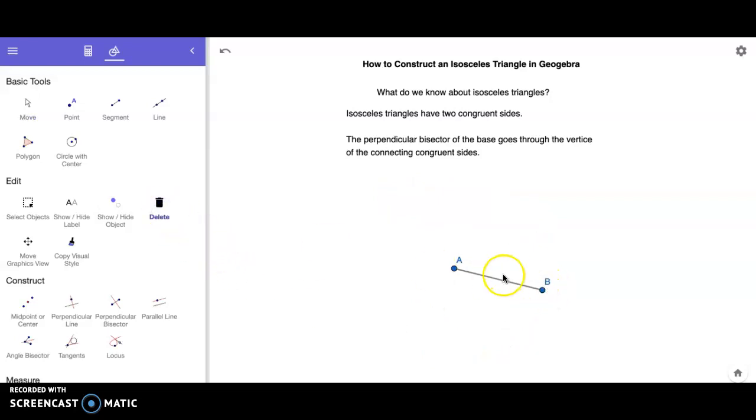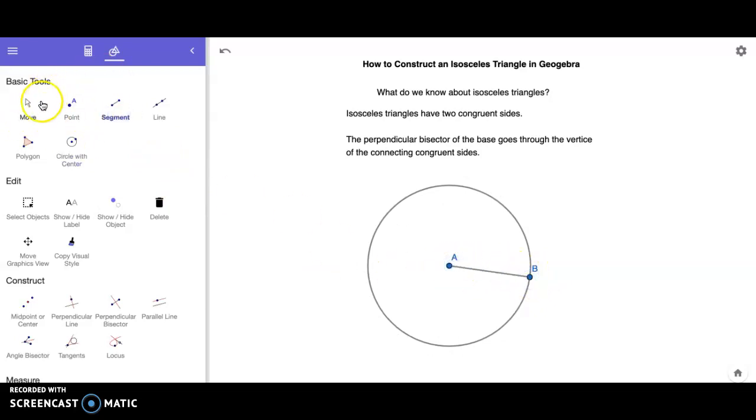So now the other way that we can do this is using the perpendicular bisector. We're going to create another circle. So you'll click on your circle tool again and create a circle like so. And here we are going to make another line segment, but instead of this being one of our congruent sides, we're actually going to make this the base of our triangle.